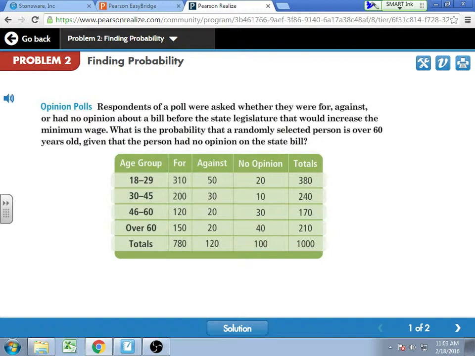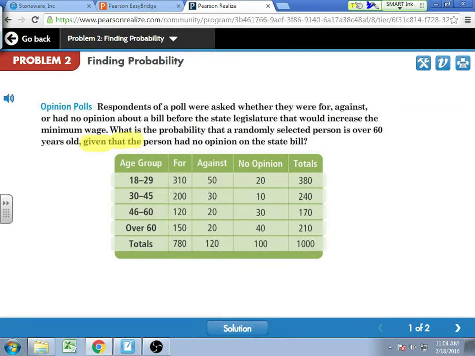So respondents of a poll were asked whether they were for, against, or had no opinion about a bill before a state legislature that would increase the minimum wage. Now you would think most people would say, yeah, that'd be great. But the people in the Senate are the big wigs making all the money at the top end of that upper 1%, so they're not always all about it. What is the probability that a randomly selected person is over 60 years old, given that the person had no opinion on the state bill?